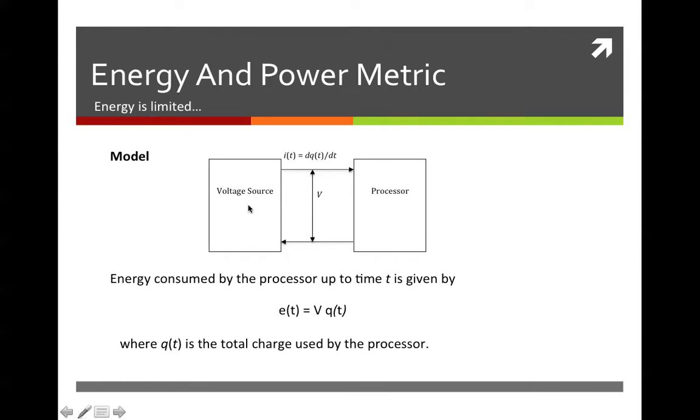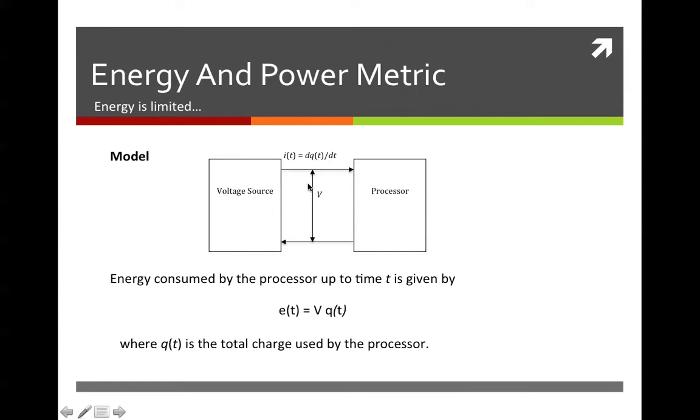The voltage source, by way of the charges it contains, sustains the processor for its energy consumption. And so there is a current that flows into the system, and basically the rate of change of charge over time is what this current is. That means charges flowing into the processor to energize it to make the computation.